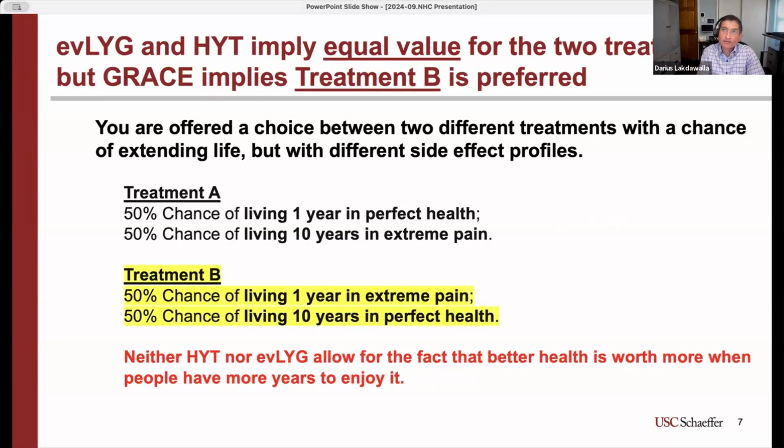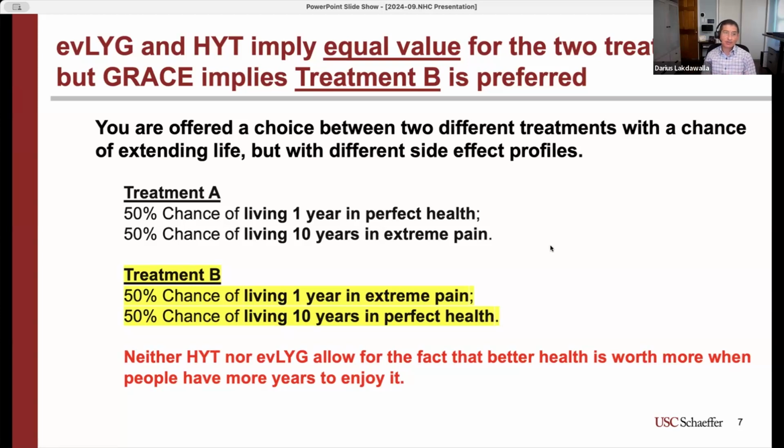Interestingly, both equal value of life years and health years in total imply that these two treatments ought to be equal in value. In other words, they would imply an answer of C. But GRACE implies that treatment B ought to be preferred. And why is that? Well, GRACE acknowledges that good health is more valuable when you have more time to enjoy it. Whereas both health years in total and equal value of life years gained conceptualize the time you have in your life as somehow distinct and independent of the quality of life that you're living. In other words, they don't really allow for the fact that better health is worth more when you have more years to enjoy it, whereas GRACE does account for it.